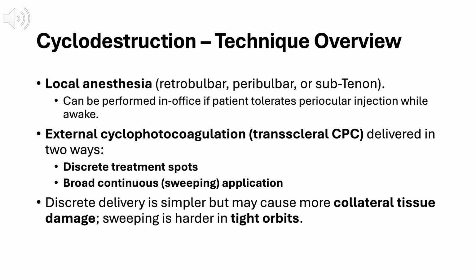One is with discrete treatment spots. It's straightforward, but because each pulse is concentrated, it can produce more collateral tissue injury. The other is broad sweeping application, where energy is deposited continuously as you move along the limbus. Sweeping tends to spread energy more evenly, but can be technically challenging, especially in tight or deep-set orbits.